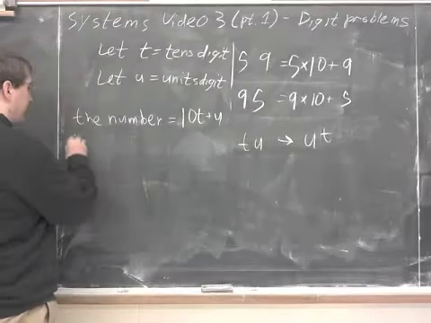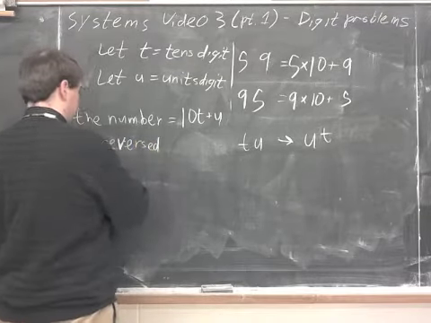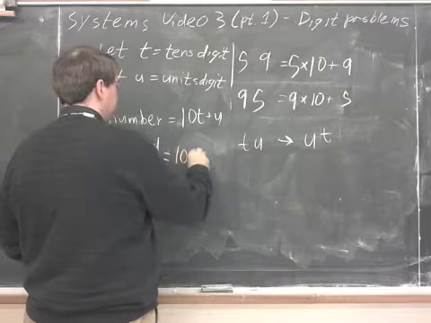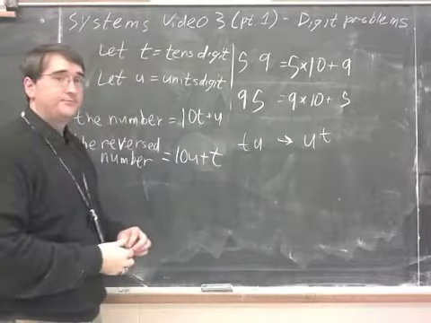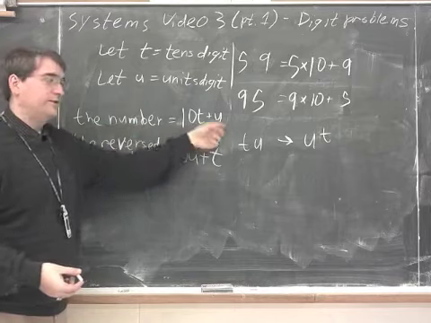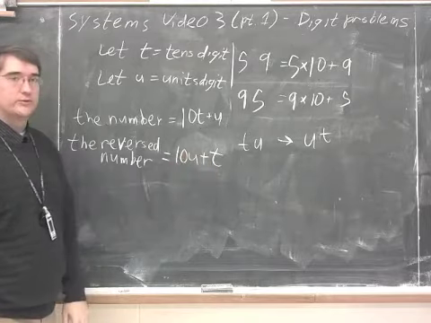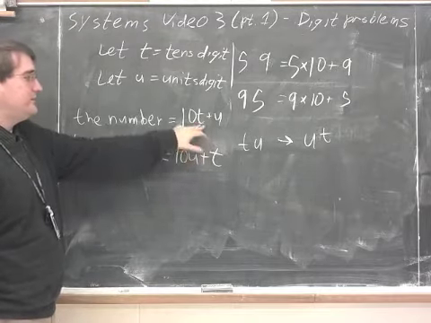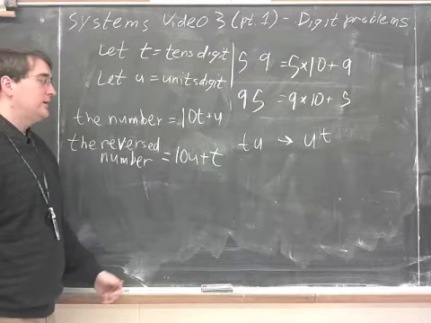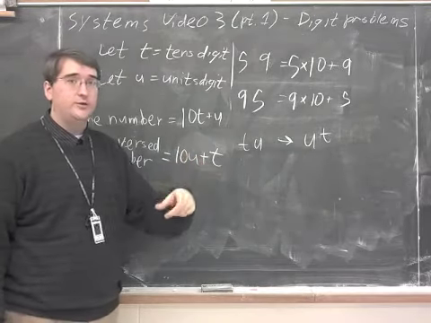So really what we have then is that the reversed number is now 10u plus t. So we have the original number, 10t plus u, where t is the tens digit and u is the units digit. And we have the reversed number, 10u plus t, where we're just swapping the order of the digits. And these two ways of describing the number and then the reversed number, given the t and u places, that's how we can describe these numbers. So that's the idea. In the next video, we'll go over an example.